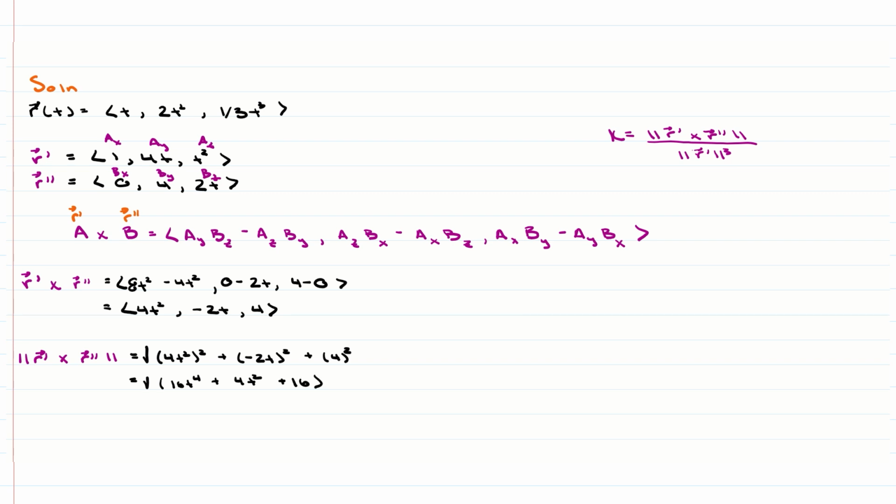So we can simplify this a little further by factoring out 4, which really means that we can factor out the square root of 4. So that'll leave us with 2 times the square root of 4t⁴ plus t² plus 4. So that's our numerator, and I'm just going to plop it right into the formula.